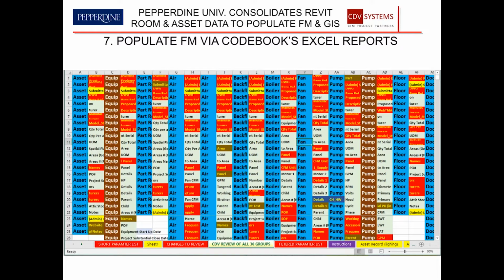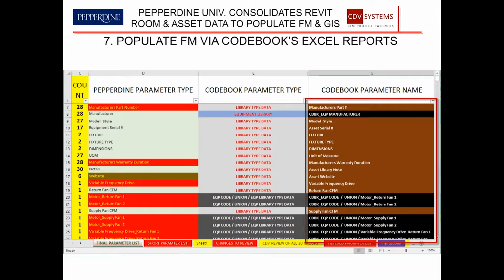What we did is we combined all the parameters into a common list. So here you can see, for example, the parameter notes occurred in all 30 tabs. Okay, the parameter of manufacturer's part number occurred in 28 tabs. The term, fixture type or motor return fan number 1 only occurred once in the VAV tab. But these are parameters that we wanted, and the parameters that we wanted go into different buckets.